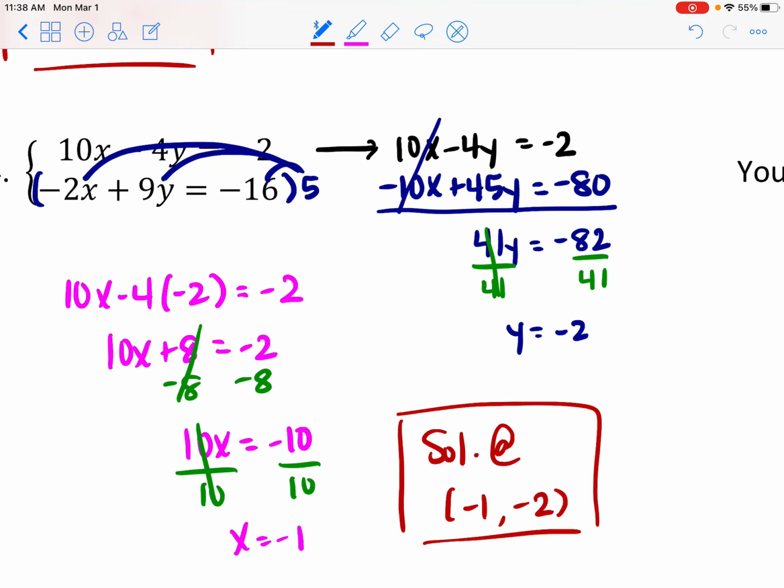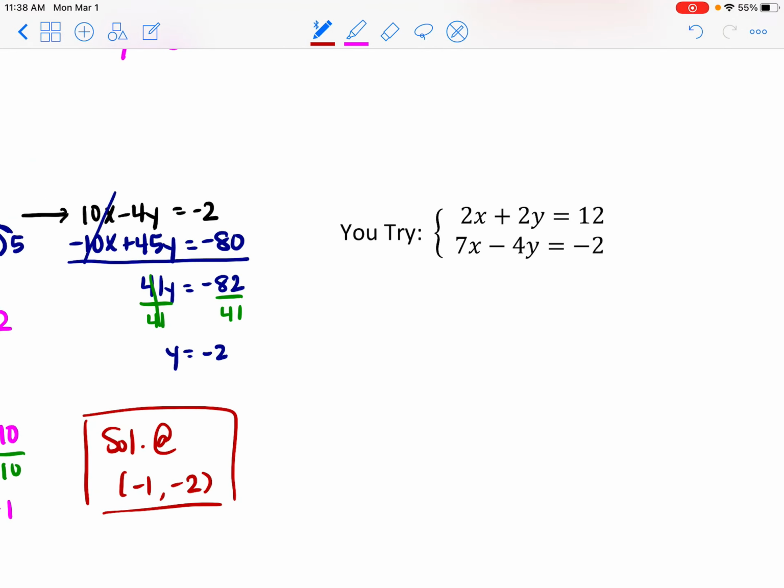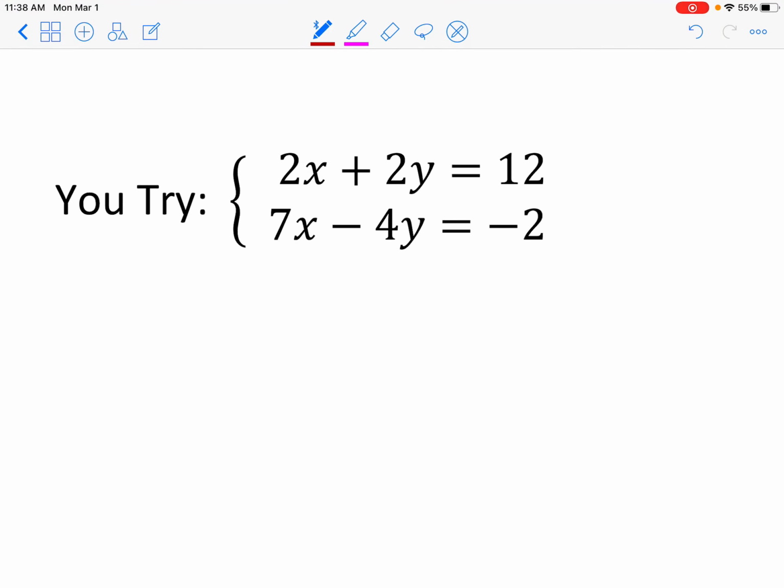And again, that can be confirmed by plugging that solution into both equations or by graphing to see that that is the point where these lines cross. Okay? So if you want to try the next one, I know that's a tougher process, give it a shot. If not, let's talk this through here.